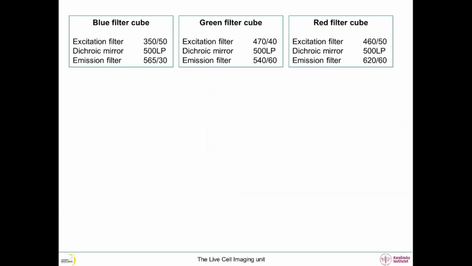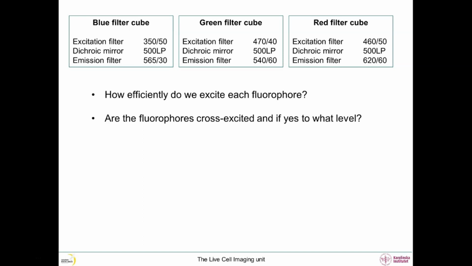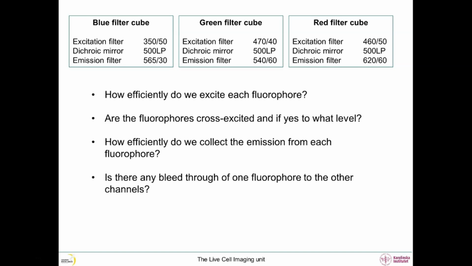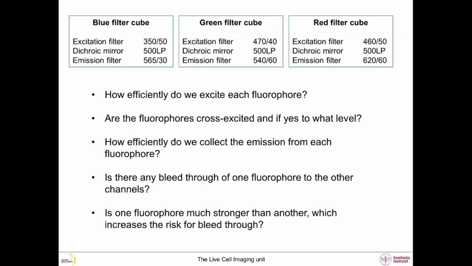After imaging FITC, we need to change the filter cube to image DAPI, then TRITC. Once more, we must answer all the following questions for each fluorophore. How efficiently do we excite each fluorophore? Are the fluorophores cross-excited, and if yes, to what level? How efficiently do we collect the emission from each fluorophore? Is there any bleed-through of one fluorophore to the other channels? Is one fluorophore much stronger than another, which increases the risk of bleed-through?